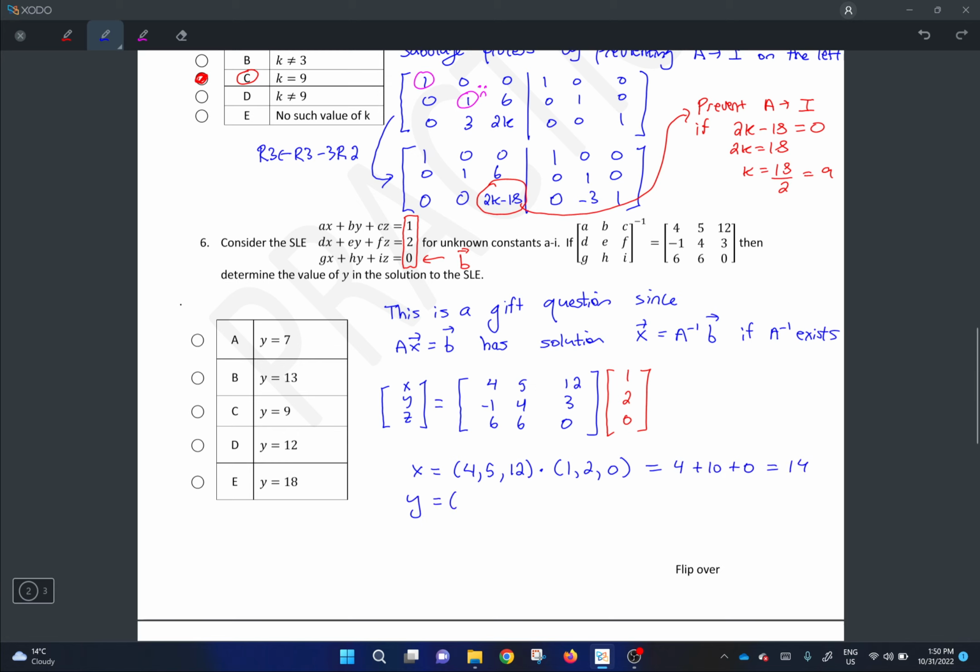Y is equal to negative 1, 4, 3 dotted with 1, 2, 0. So we get negative 1 plus 8 plus 0, we get 7. So there it is, option A. And then Z, which we don't need to answer it, but I'll get it anyway, is 6, 6, 0 dot 1, 2, 0. So 6 plus 18 plus 0, 24. Okay, and that's it.